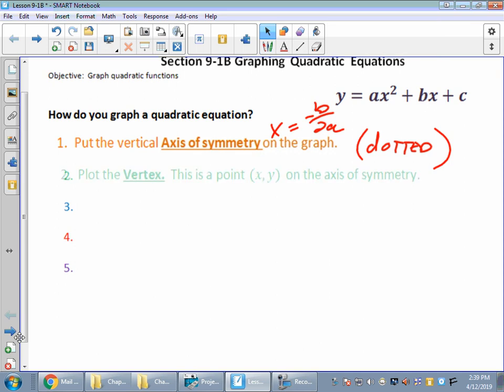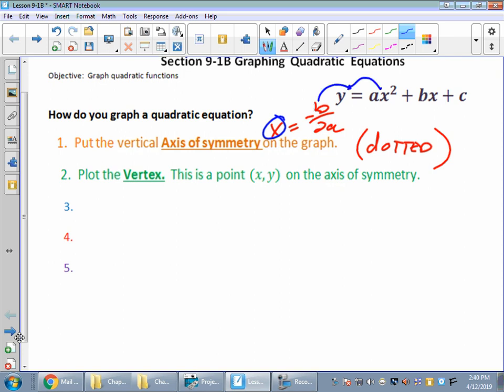Then we're going to plot the vertex. And remember, this is the point x, y that's on the axis of symmetry. So you're going to take this x value by using negative b over 2a, and then you're going to plug that into the x's in this equation to get your y value. And it's an x, y point there for your vertex.